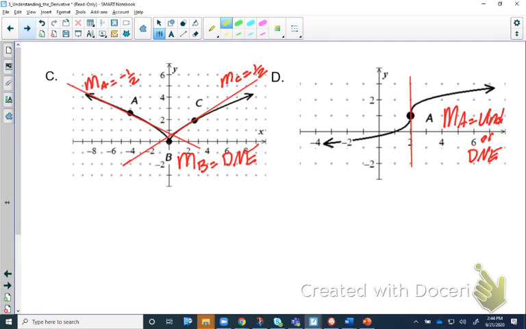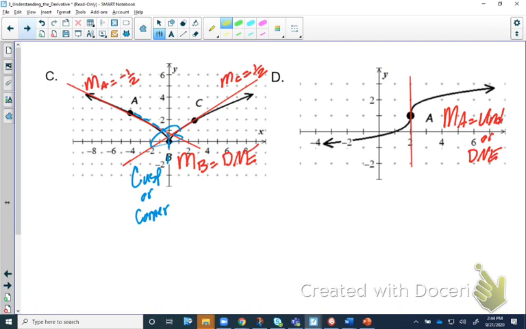This point right here, where the two curvy bits come together at a corner, we would usually refer to as a cusp. Some people are just going to call it a corner. But again, think about it in terms of the slopes. As you come down side A on the left, the slopes are negative, and they get more negative to where they go through point B at a vertical line.